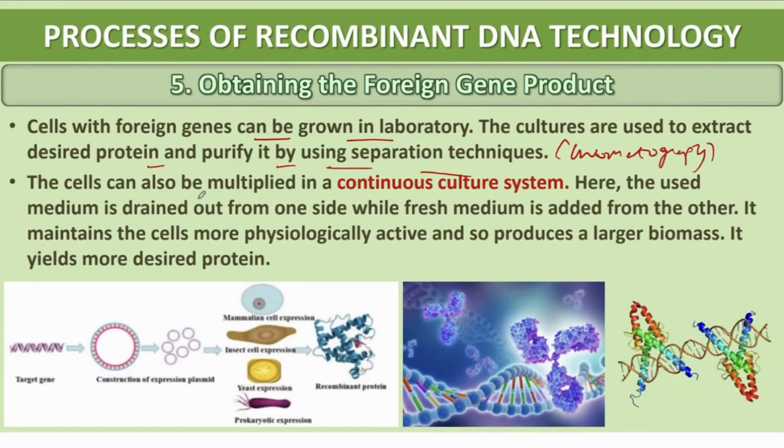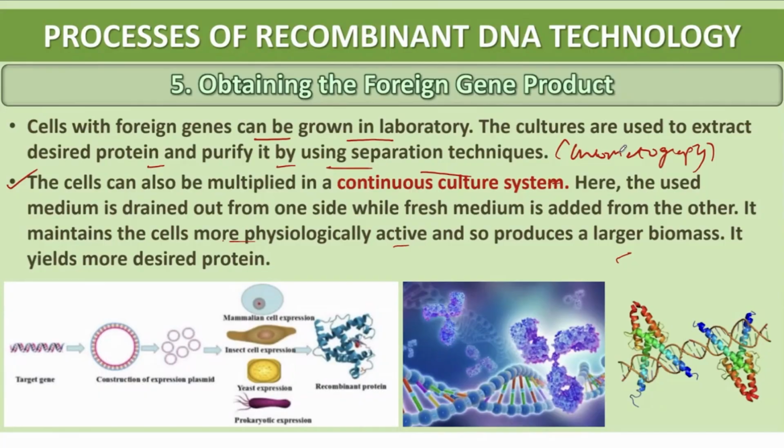Now, the cells can also be multiplied in a continuous culture system. Here, the used medium is drained out from one side while the fresh medium is added from the other. It maintains the cells more physiologically active, so it produces a larger biomass and yields more of the desired protein.